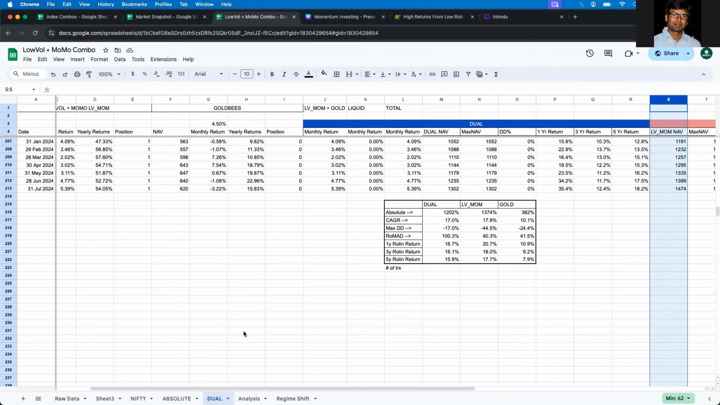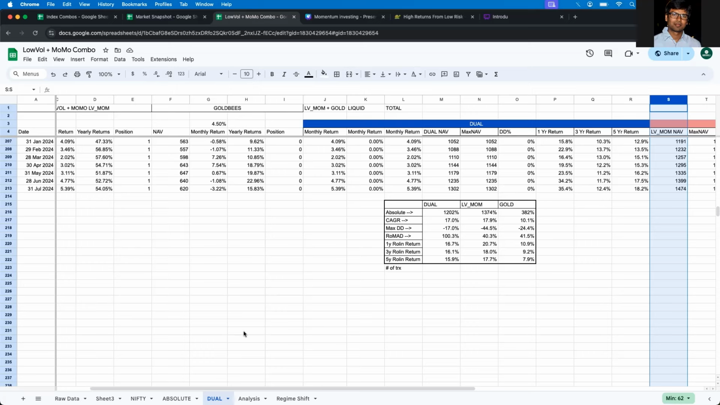The reason for choosing gold is that it has a complementary nature, or has less correlation with equities in general. And hence, we have used Nifty, gold, and liquid funds in the earlier dual momentum investing video that we did. The video's link will be provided in the description. If someone is interested, they can watch that video. I'll also share this Google Sheet so you can also see the calculations.